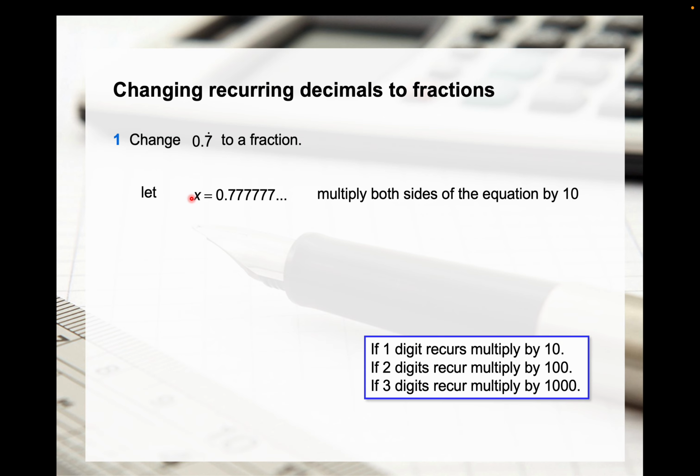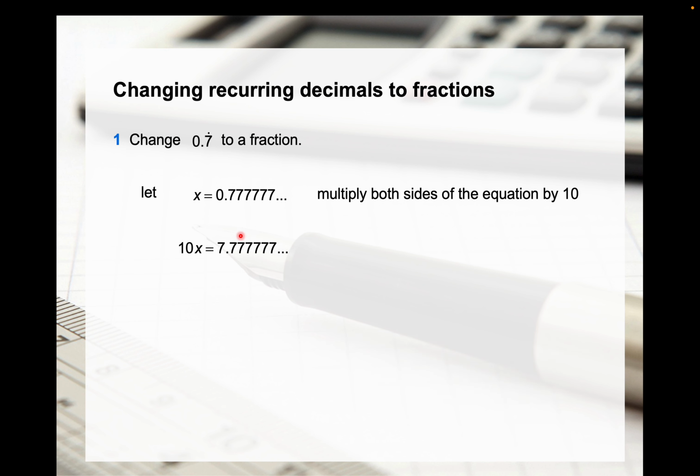So we're going to multiply both sides by 10. Remember, when 1 digit is recurring, you multiply by 10. When 2 digits are recurring, you multiply by 100. When 3 digits are recurring, you multiply by 1,000. And so on: 4 digits, 10,000, and so on.